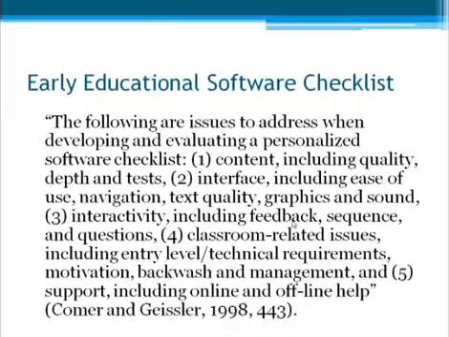Early educational software checklist. Comer and Gessler's 1998 checklist criteria included 1. Content including quality, depth, and tests. 2. Interface including ease of use, navigation, text quality, graphics, and sound. 3. Interactivity including feedback, sequence, and questions. 4. Classroom-related issues including entry-level technical requirements, motivation, backwash, and management. And 5. Support including online and offline help. The following 4 slides will provide examples in the checklist of each of these criteria.